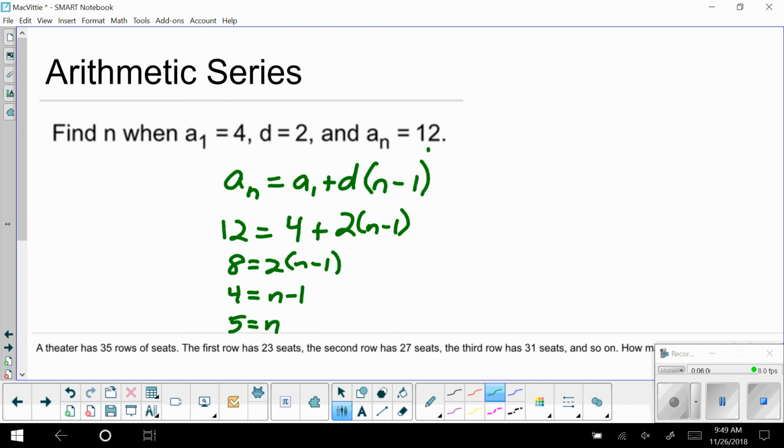I wouldn't recommend wasting the time here, but first term was 4, I added 2, second term was 6, third term was 8, fourth term was 10, and yep, fifth term was 12. So it does check out.